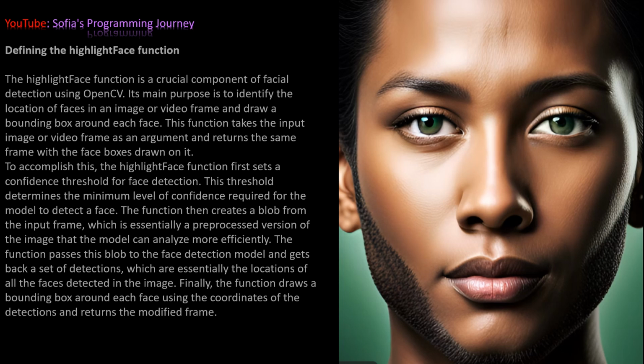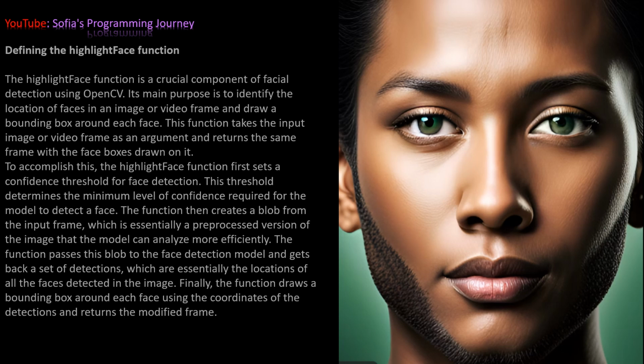The highlightFace function is a crucial component of facial detection using OpenCV. Its main purpose is to identify the location of faces in an image or video frame and draw a bounding box around each face. This function takes the input image or video frame as an argument and returns the same frame with the face boxes drawn on it. To accomplish this, the highlightFace function first sets a confidence threshold for face detection. This threshold determines the minimum level of confidence required for the model to detect a face.